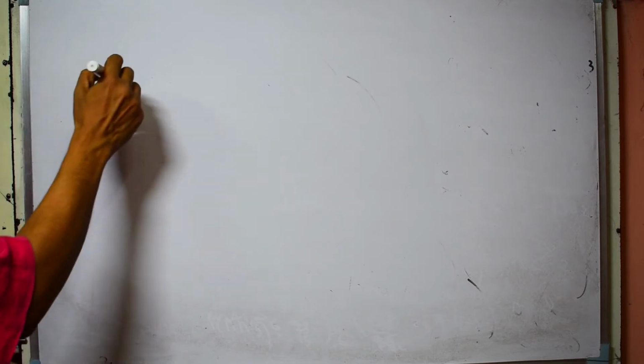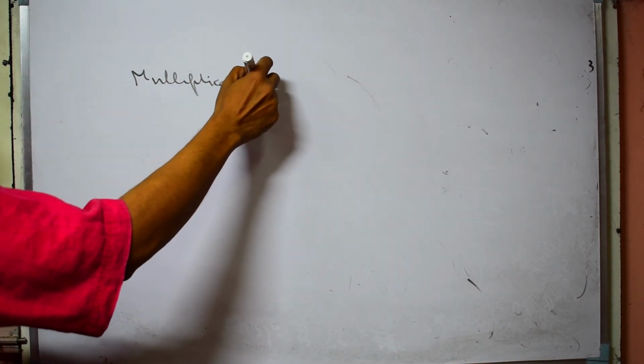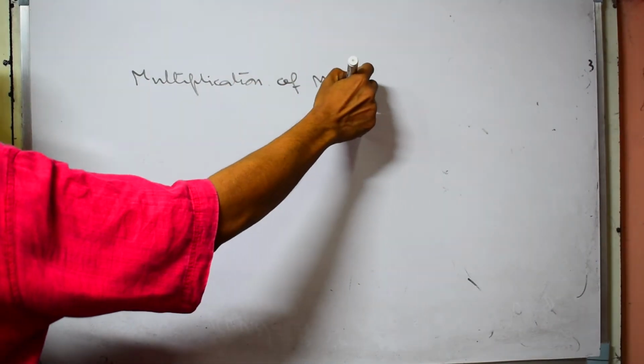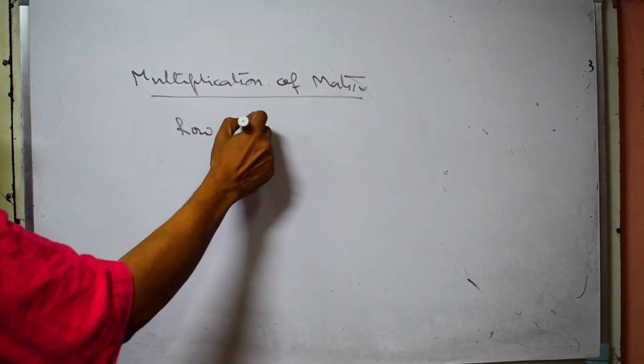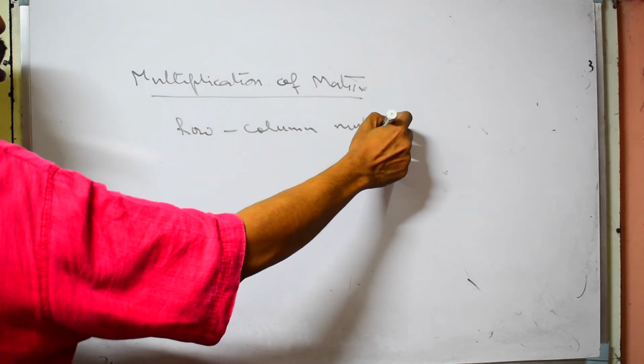And another type of problem we can have here is, or we can take the next topic in matrix, that is how to multiply. Multiplication of matrices. How to multiply matrix. This matrix can be multiplied with row column multiplication. Actually, it is not row column multiplication.